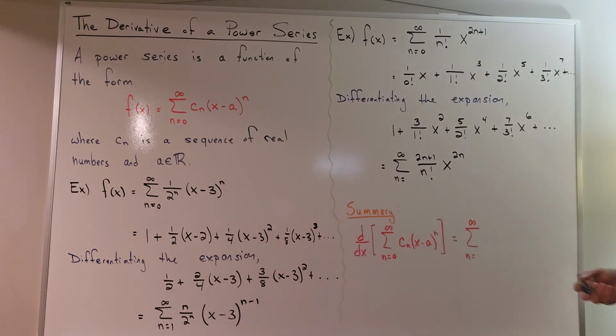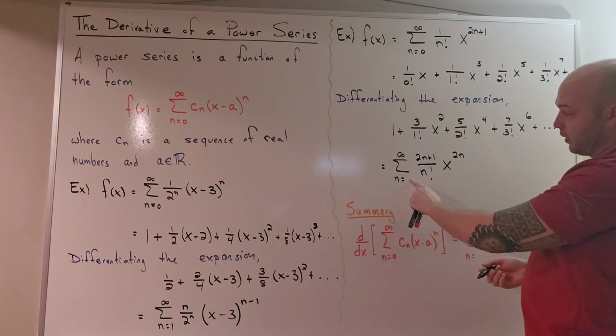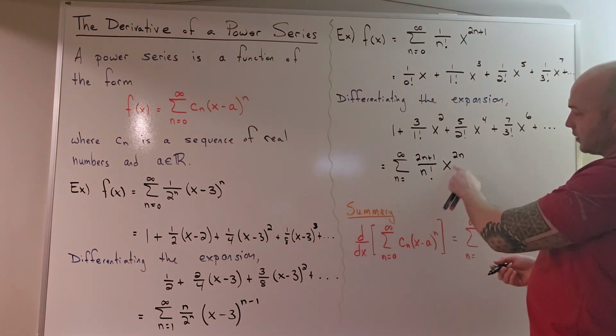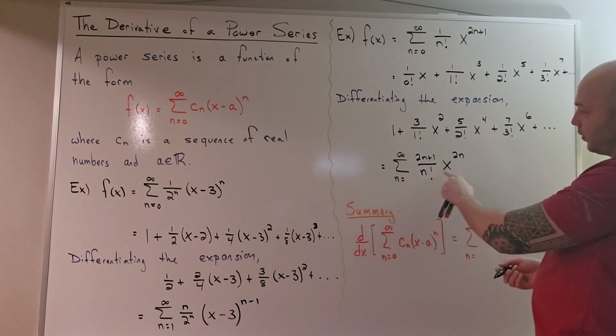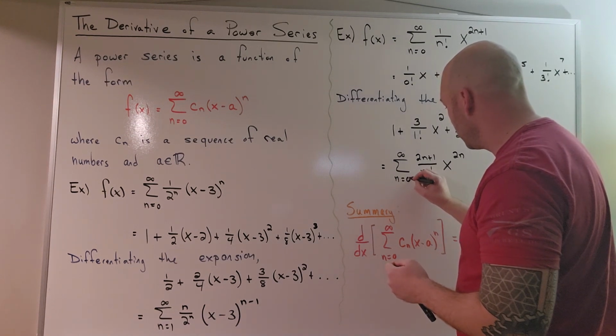And then what is the initial index value? Well, if I plug in, let's just try it. If I plug in 0, I'm going to get 1 over 0 factorial x to the 0, which is 1. If I plug in 1, I get 3 over 1 factorial x squared, which is this one. So therefore, it does start at 0.